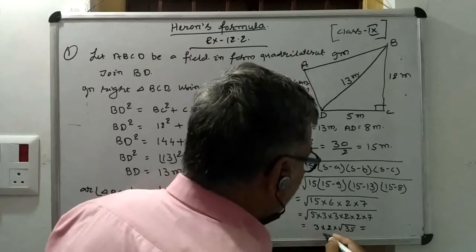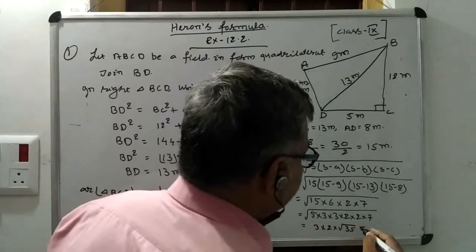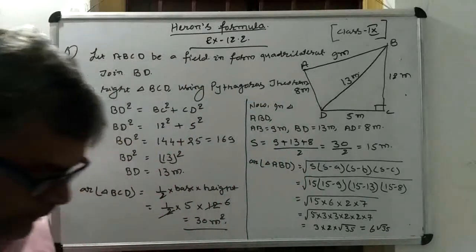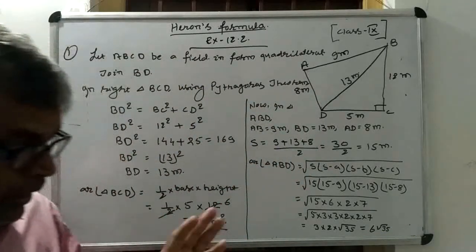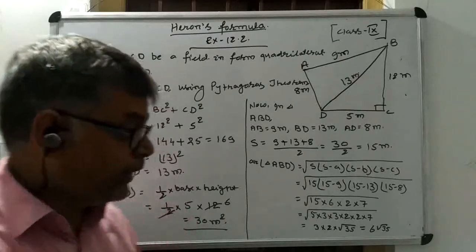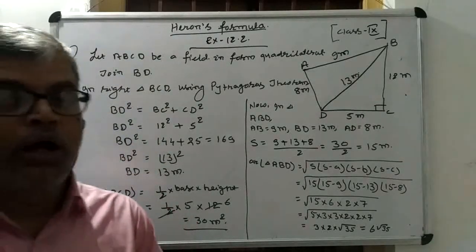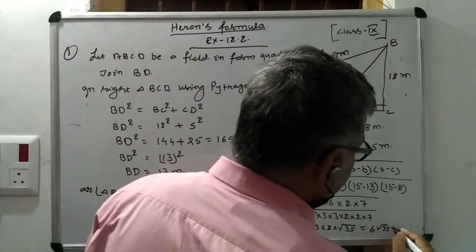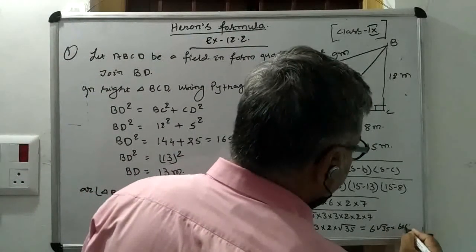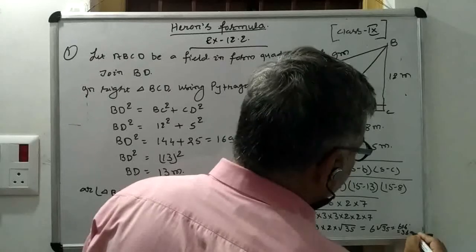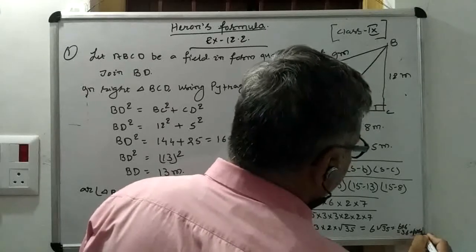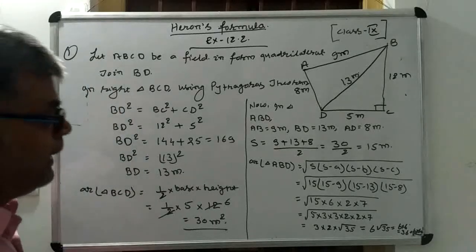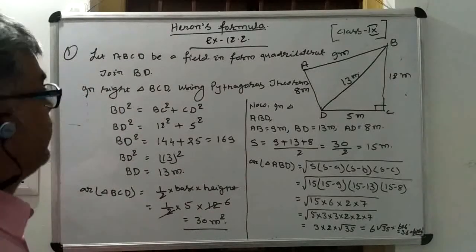So our area of this triangle will become 6 under root 35. Under root 35, we know that the square root of 36 is 6. So we can take 6 into 6, that is 36, approx, not accurate, it is an approx value. Now we need to find the area of quadrilateral.